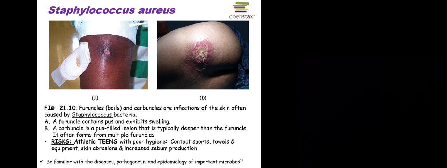The reason it's at risk, so imagine this is a teen or an athlete. A lot of times it's teens that get a little sore, they think it's a pimple, and then it kind of gets bigger and enlarges and spreads.